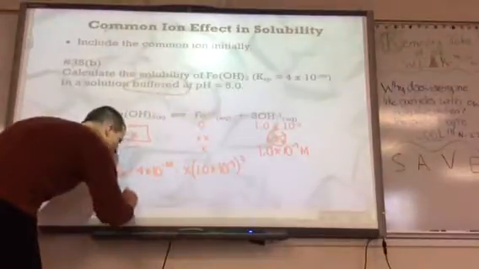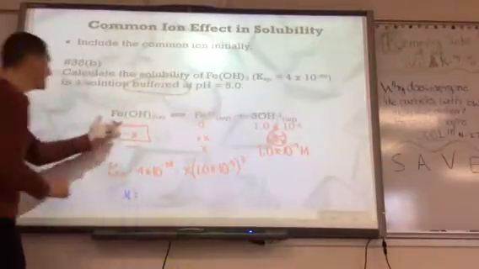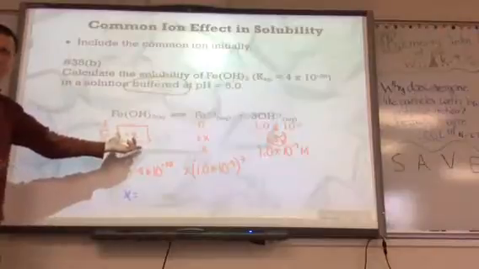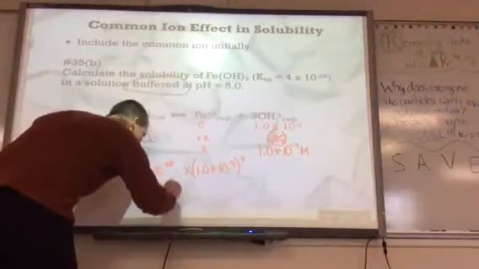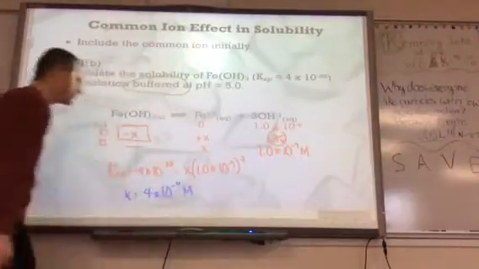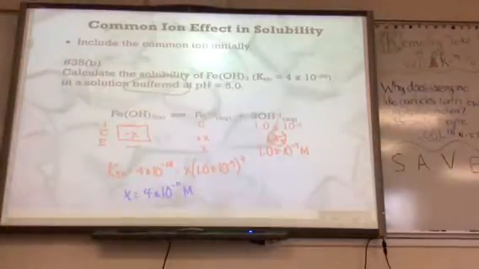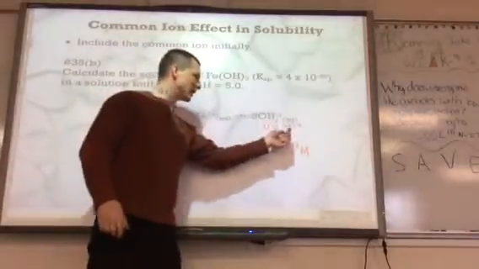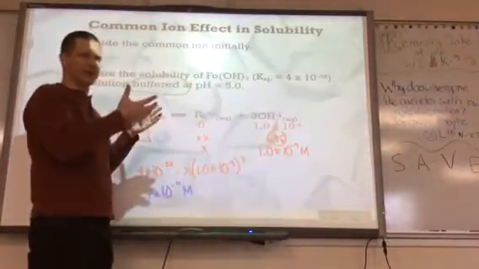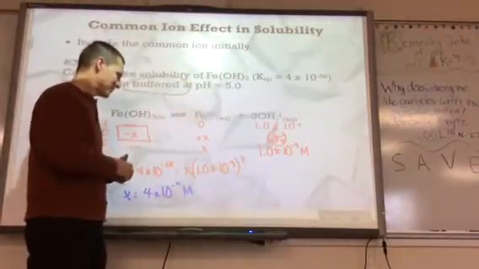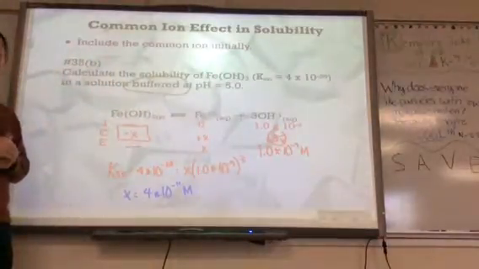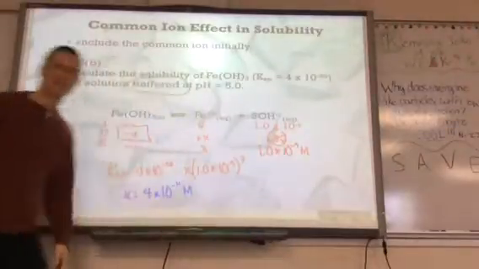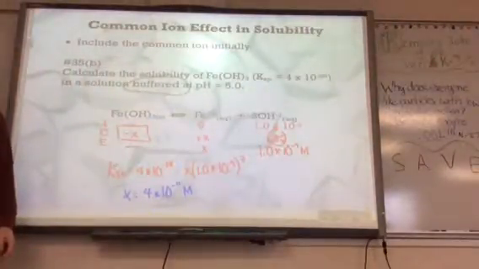All right, so the x value, which is our answer, remember we're looking for the solubility, and we're just now finding it, is going to be 4 times 10 to the negative 11 molarity. That's how much that would dissolve. Now, if we hadn't started with any hydroxide, the solubility would be a little bit higher. I mean, we're talking about tiny numbers, but it would be a bit higher. You okay with that?